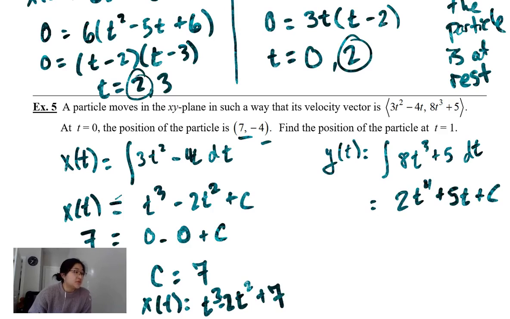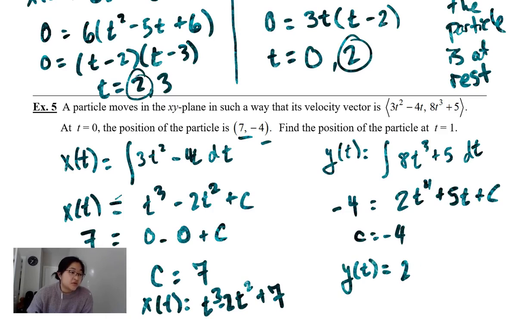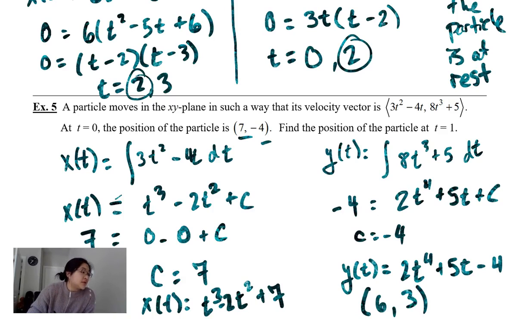And then over here, plug in 0, and we get negative 4. So that means that c equals negative 4, and we have our position in our y direction is 2t to the 4th plus 5t minus 4. And then to find the position of the particle at time t equals 1, just plug it in, and you should get (6, 3), by just plugging in 1 here and plugging in 1 there.